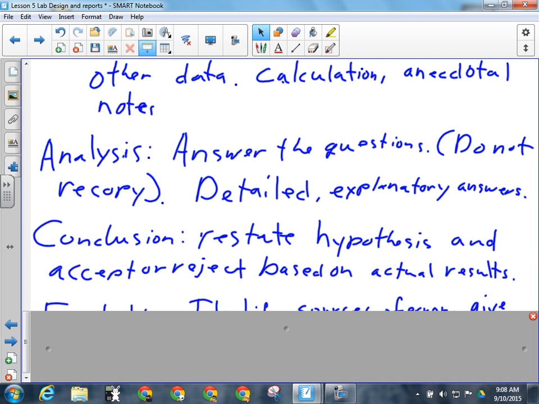So in the conclusion then, I would say something like, here's my hypothesis, if plants need sunlight to grow and plants get different amounts of sunlight, then the plants that get the most will grow the best.